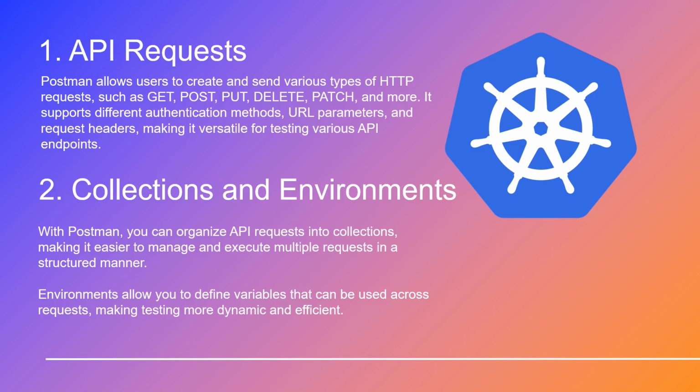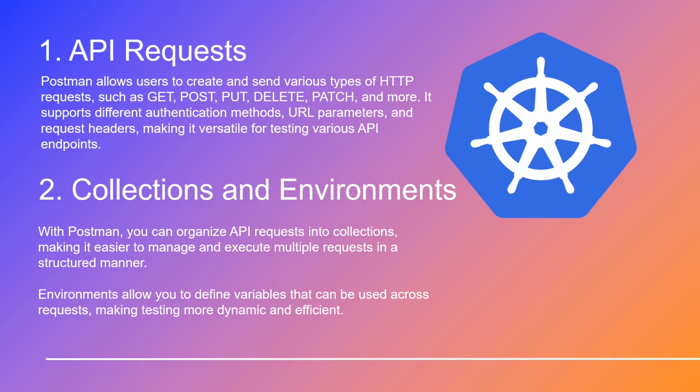Postman provides a user-friendly interface that allows users to easily send HTTP requests, view responses, and analyze API data. Here are some key features and functionalities of Postman that we are going to use in this lesson. 1. API requests. Postman allows users to create and send various types of HTTP requests, such as GET, POST, PUT, DELETE, PATCH, and more. It supports different authentication methods, URL parameters, and request headers, making it versatile for testing various API endpoints.